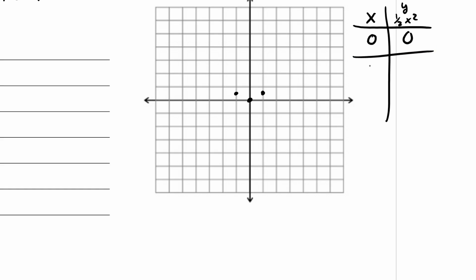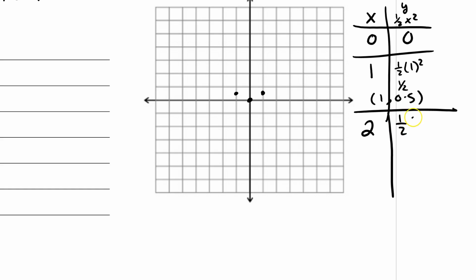But if I would plunk in a 1, I would say 1/2 times 1 squared is 1/2, or 0.5. So then the coordinate point would be 1, 0.5, or a half. What happens if I plunked in 2? Well, I would say 1/2 times 2 squared. 2 squared is 4 times a half is going to be 2. So instead of going over 2 up 4, I go over 2 up 4 times a half, which is here.